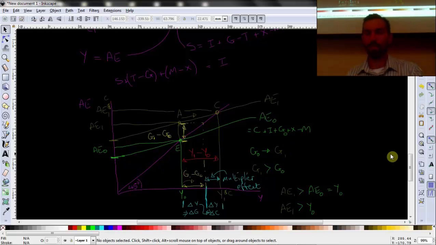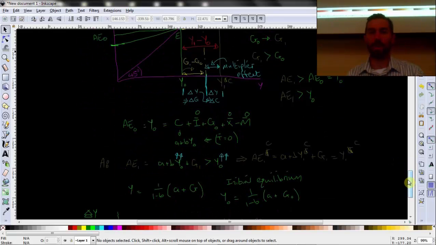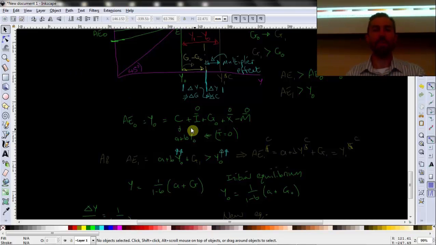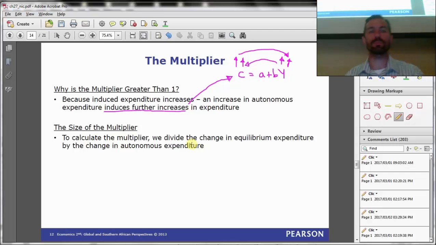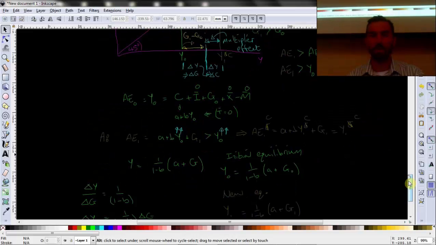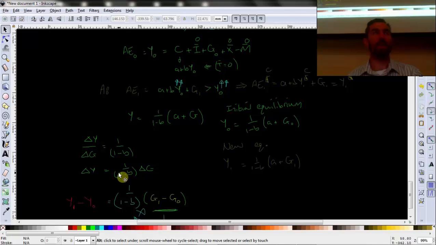Because in our diagram or in our equation, C is an induced component. In other words, it depends on Y. Any change in government spending or any change in any autonomous component leads to a change in Y. That change in Y leads to a change in C. That change in C leads to a further change in Y, and backwards and forwards. What is the size of the multiplier? Well, to calculate the multiplier, we divide the change in equilibrium expenditure by the change in autonomous expenditure. In other words, here's our multiplier.